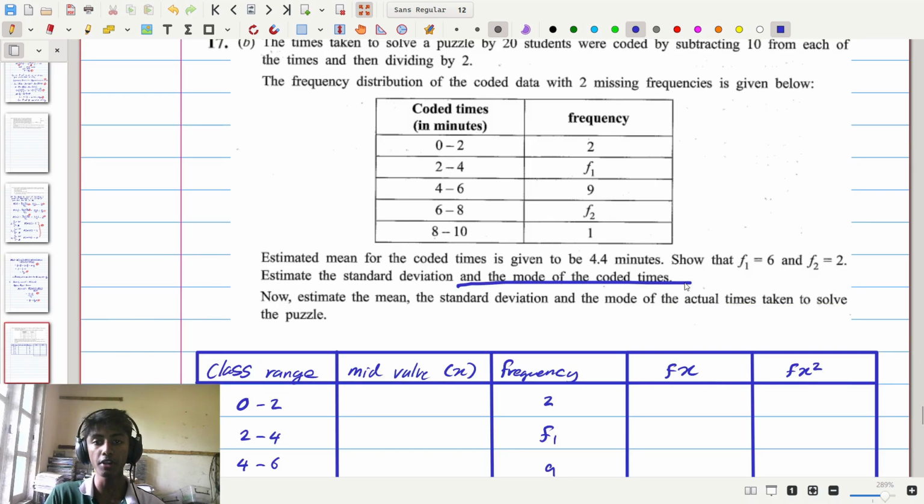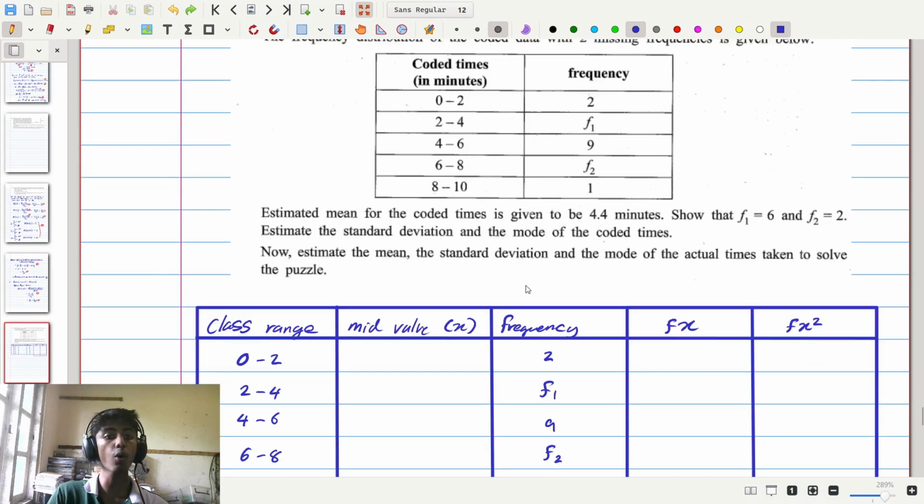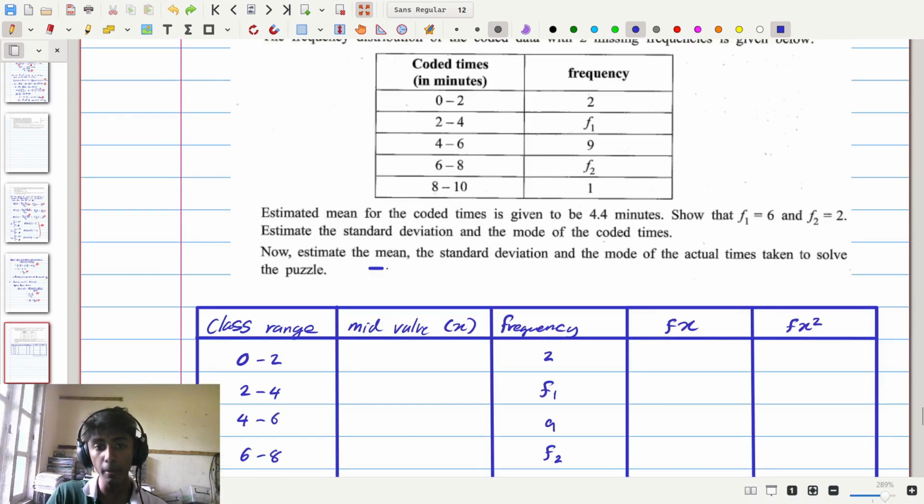Until this point we were dealing with coded times. After this point, they say take all of the coded data you have and reconvert it back into the original values using the inverse of the coding algorithm that we have here, and then find the actual mean, actual standard deviation and actual mode of the original data set.